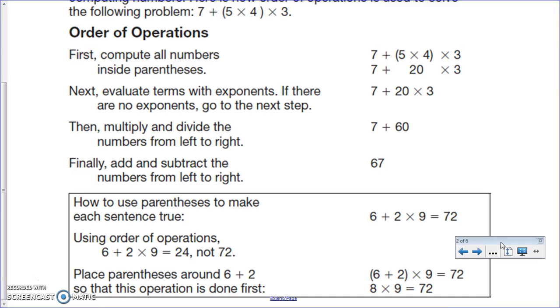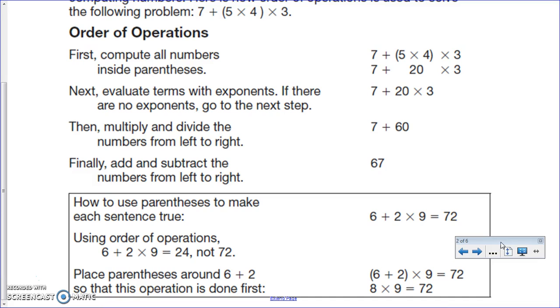Here, we're using order of operations to get this to equal 72. Right now, if we used order of operations, we'd have to do the multiplication before the adding, so we get 6 plus 18, which would equal 24, and not 72. However, if we put parentheses around the 6 plus 2, we now have to do parentheses first. So 6 plus 2 becomes 8, and then 8 times 9 is 72.